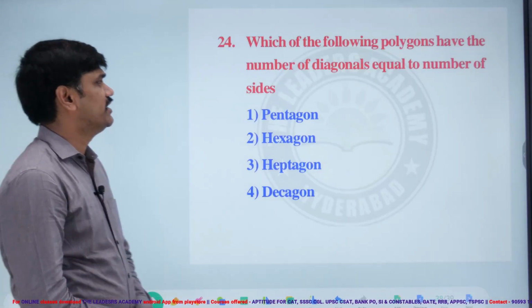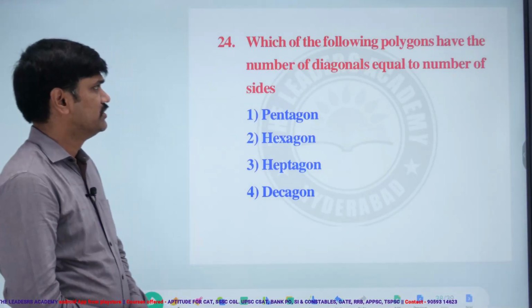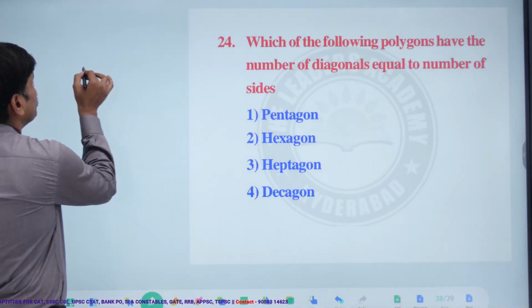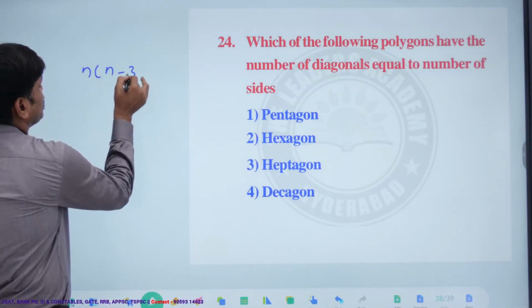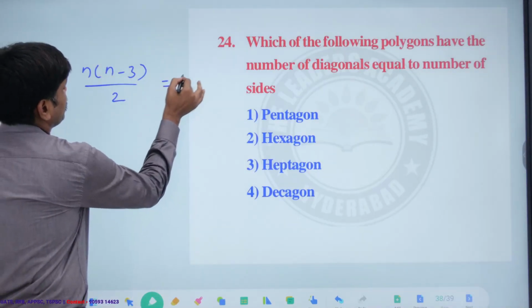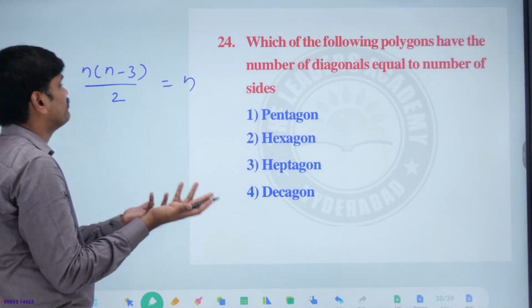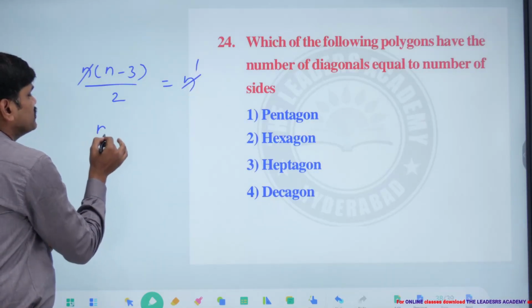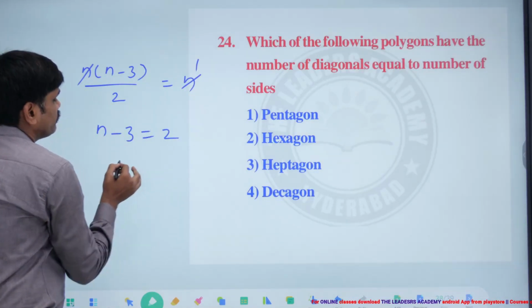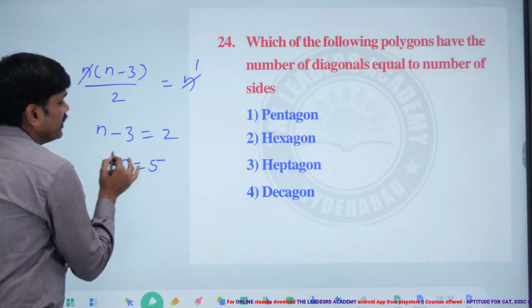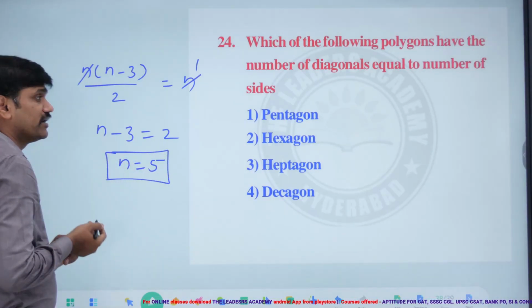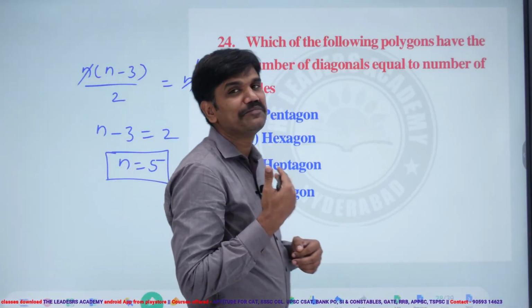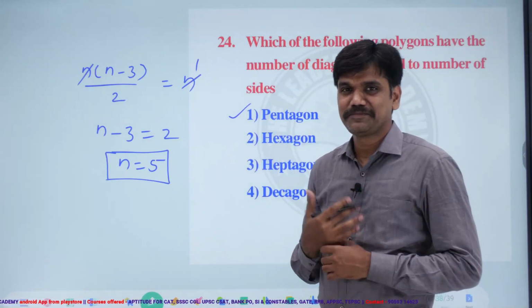Next, problem number 24. Which of the following polygons have the number of diagonals equal to the number of sides? Number of diagonals is given by the formula n into n minus 3 by 2. That must be equal to the number of sides, which is n. For what value of n is this possible? This n gets cancelled once. So this gives us n minus 3 equal to 2. From this I can say that n equals 5. A polygon with 5 sides will have 5 diagonals. So what is that polygon with 5 sides? That is pentagon. Is that clear?